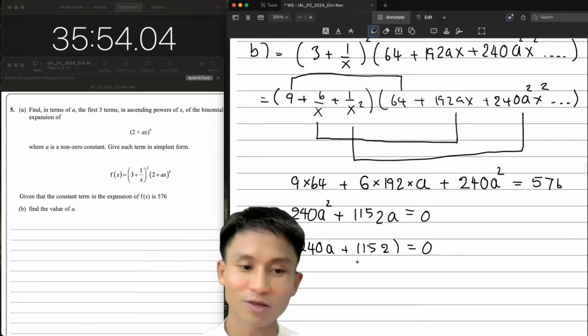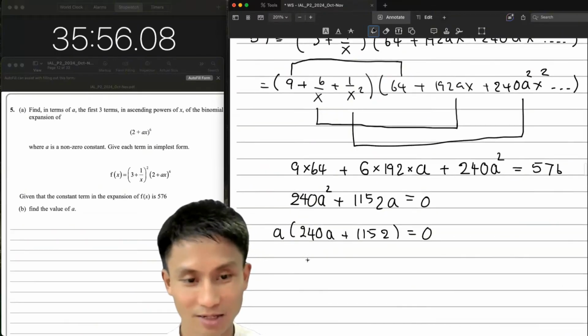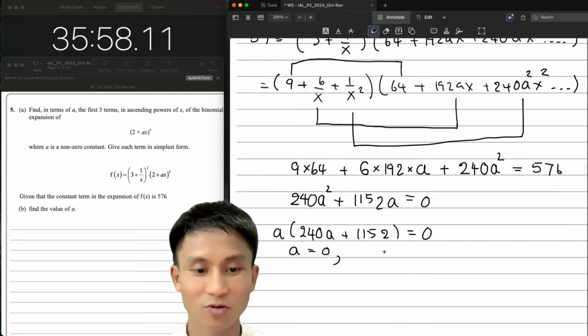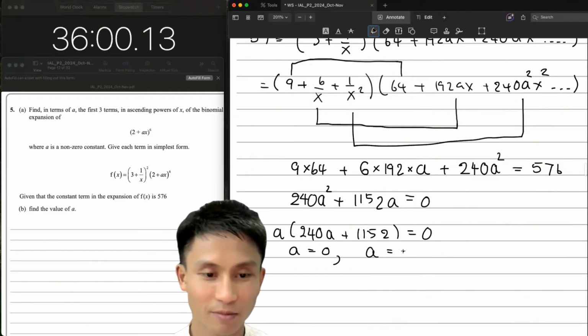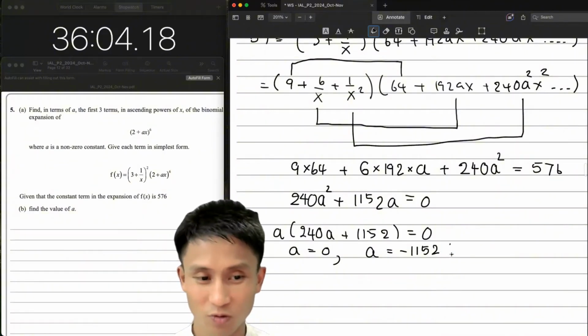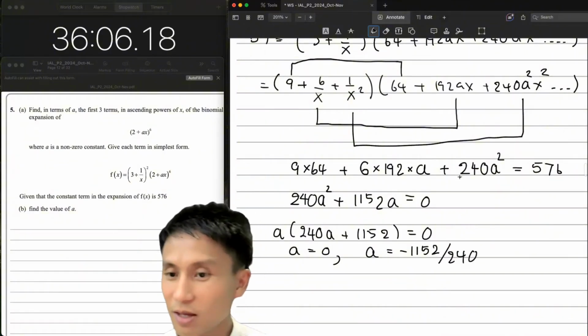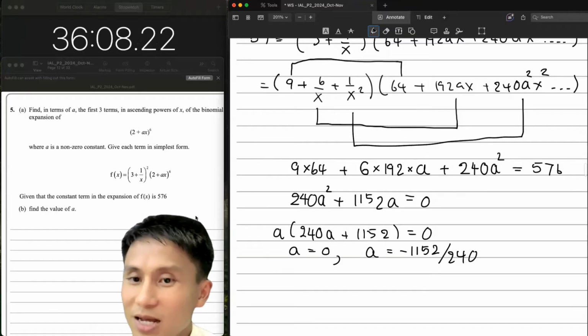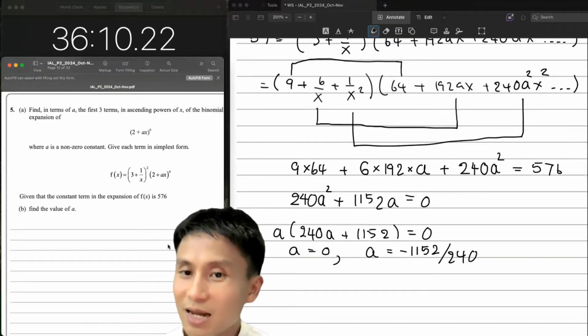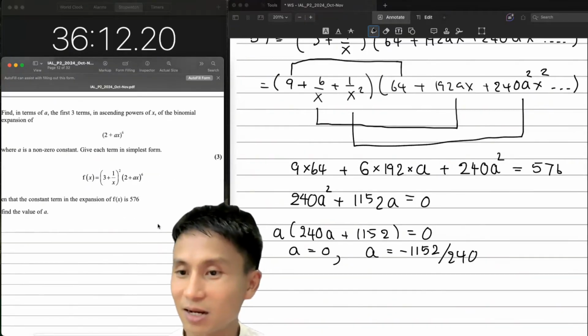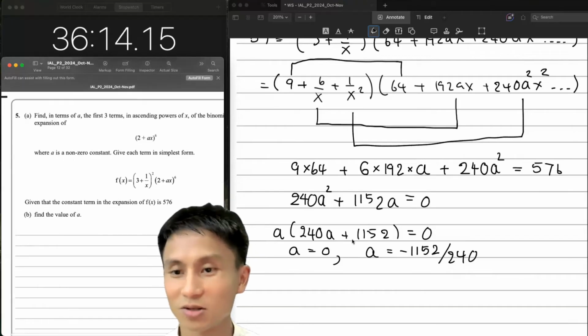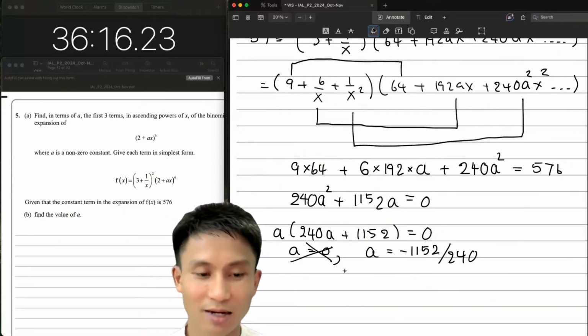because I know that it can be factorized like that, and one of the a is 0, the other one being minus 1152 over 240. Now, can a be a negative value? Yeah, seems like it can. It doesn't say anything that it cannot be, but a is a non-zero constant, so we cannot take the 0.